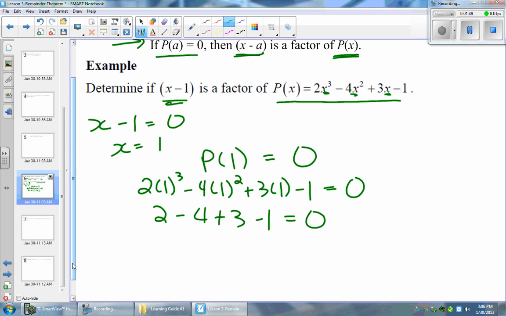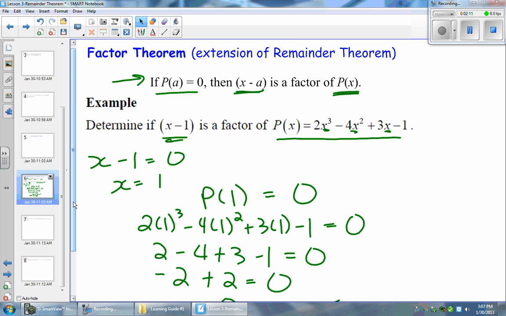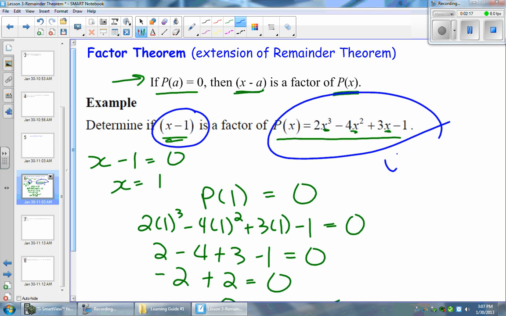Let's keep going. 2 minus 4 gives me a negative 2. 3 minus 1 gives you a positive 2. And that's equal to 0. Negative 2 plus 2 is a 0. So we have proven that the left-hand side is equal to the right-hand side, and this is a true statement. That means we have just shown that this binomial x minus 1 is a factor of this polynomial. So my answer is yes.